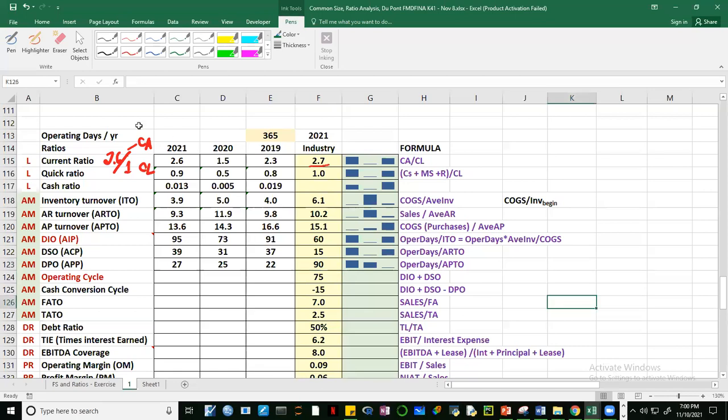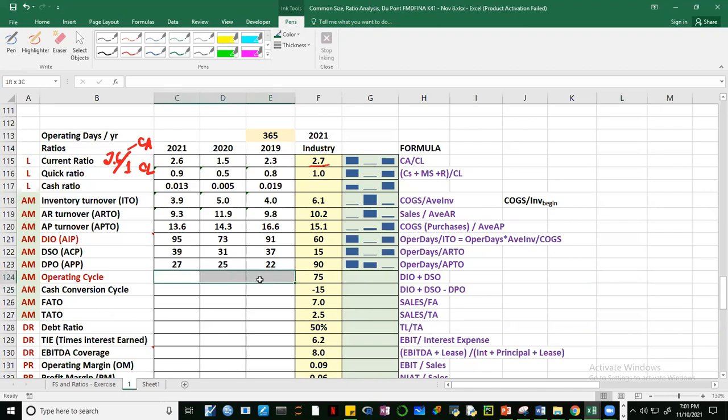Okay? All right. So we have looked at the ITO and its cousin or brother na, si DIO. Tinignan din natin, we looked at ARTO and its brother DSO. And then also AP turnover and also the DPO. So they're related. So both ways, guys, you can understand how the company is performing in terms of its operations. Okay, kung ilang beses a year nakakakolekta o ilang araw in between collections. That's what those mean.